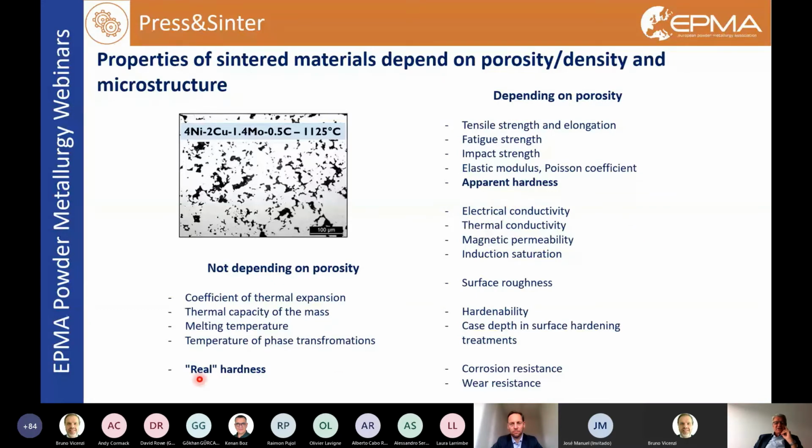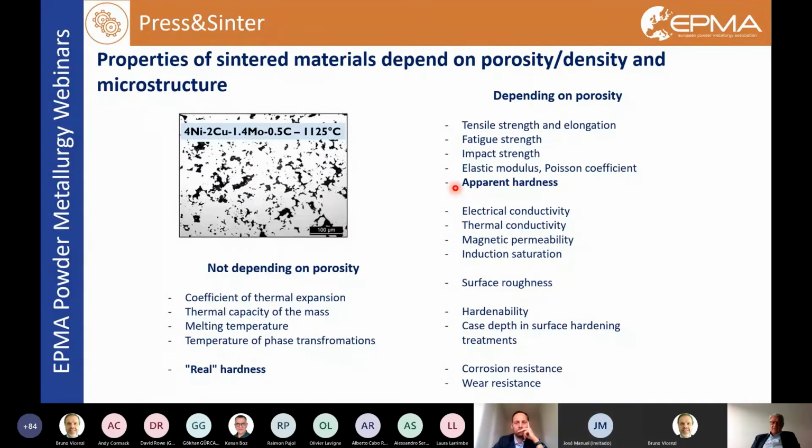I highlight in this slide the hardness. This is real hardness. Real hardness is the hardness we can measure using a low force in order to produce an indentation that doesn't involve pores in the deformed area. So this is the real hardness of the material. It doesn't depend on porosity. On the other side, we call apparent hardness the hardness we are measuring with a high, large force to involve pores in the deformed area.